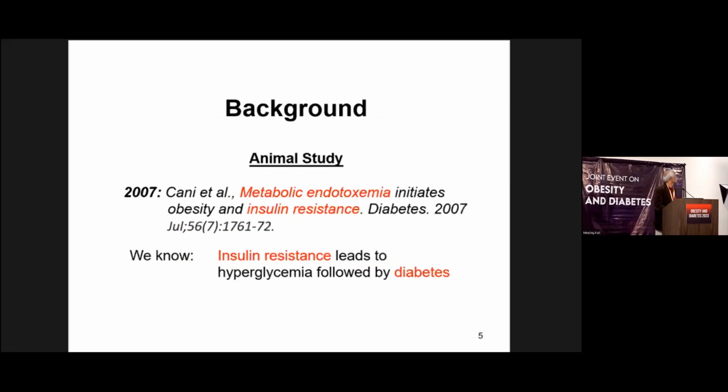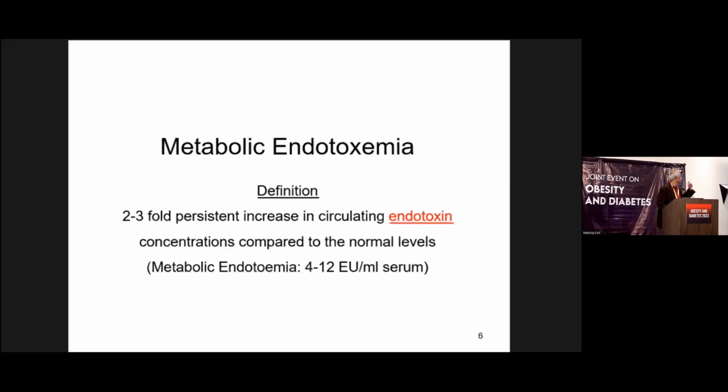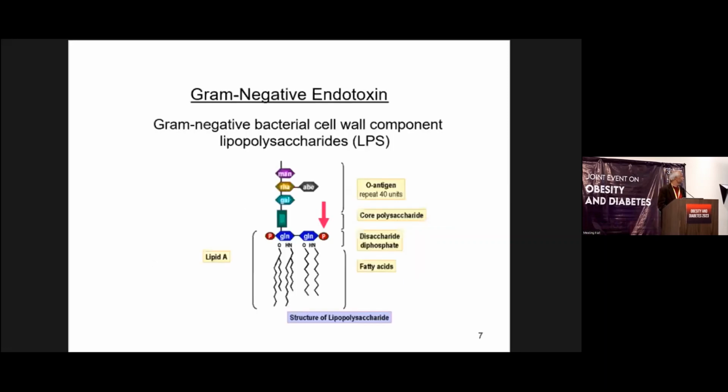Background, animal study. In 2007, a France group showed that metabolic endotoxemia causes obesity and insulin resistance. Insulin resistance, hyperglycemia, diabetes. And what is metabolic endotoxemia? It is the endotoxin, LPS, lipopolysaccharide, being 2-3-fold higher in the blood.